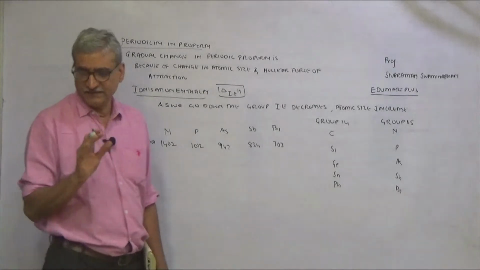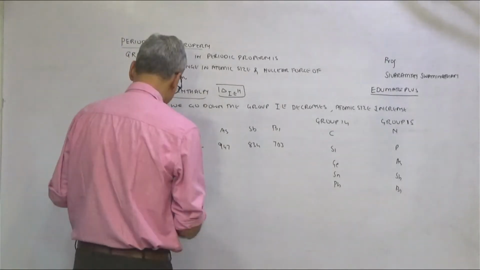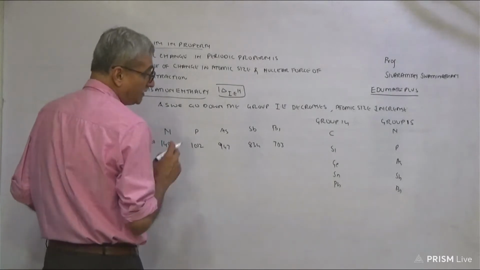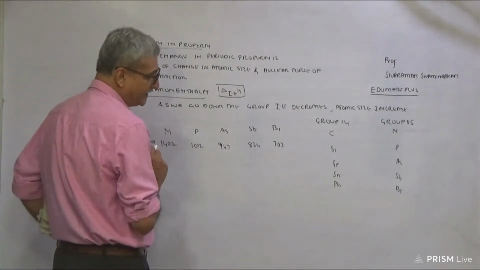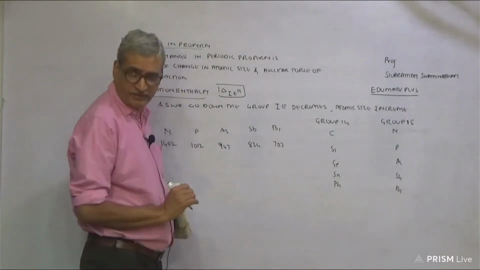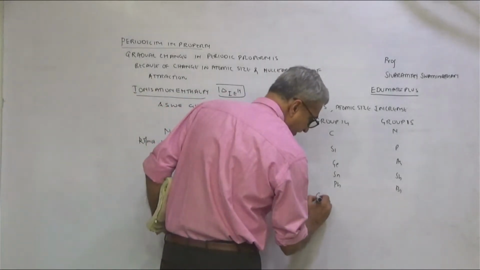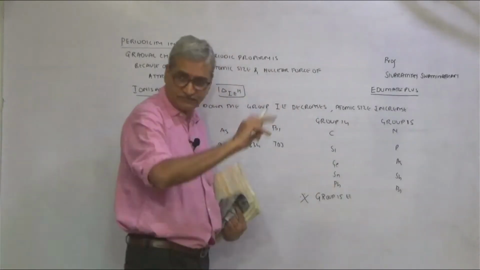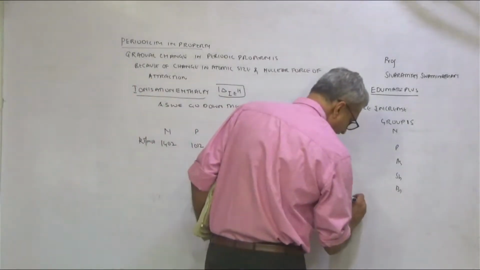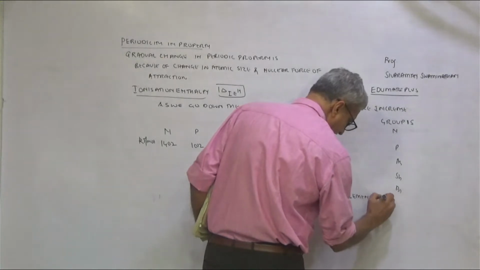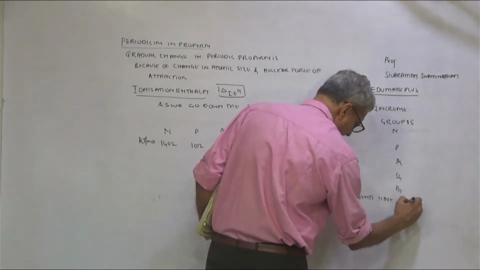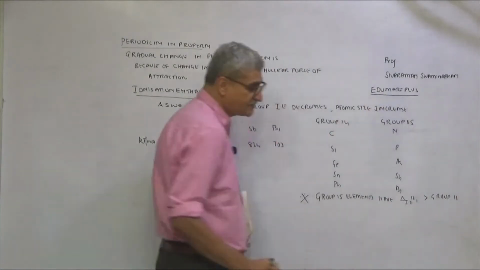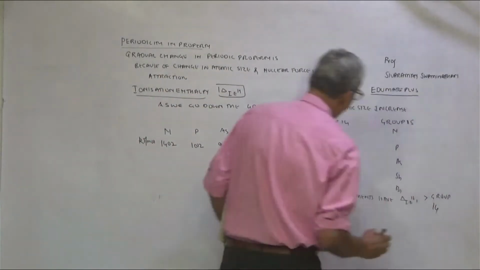If I go by the general trend, group 15 should have had less ionization enthalpy as compared to group 14. But here is the problem. Group 15 elements have ionization enthalpy H1 greater than group 14. This is an anomalous behavior. Now this is what I'm trying to explain, and then I'll explain the third row order.